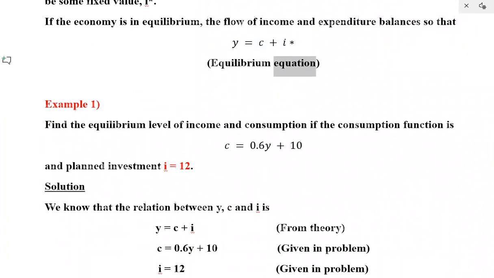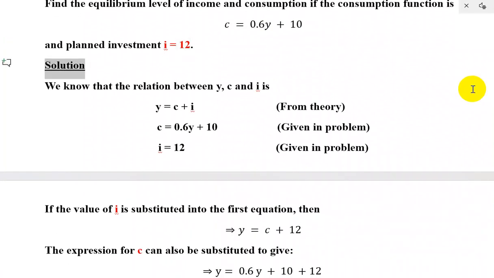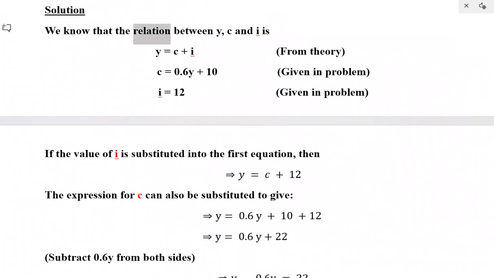Equilibrium equation. Example 1. Find the equilibrium level of income and consumption if the consumption function is C equals 0.6y plus 10 and planned investment I equals 12. Solution. We know that the relation between Y, C, and I is Y equals C plus I from theory. C equals 0.6y plus 10 given in problem. I equals 12 given in problem.